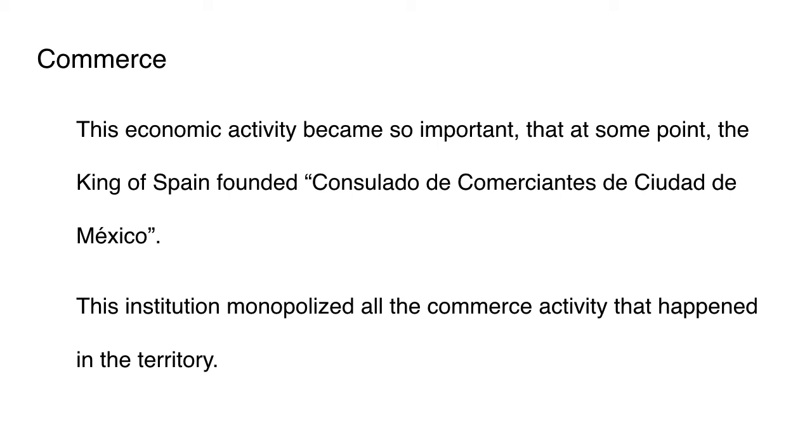Commerce was a very important activity, and it became so important that at some point the King of Spain had to found something called the Consulado de Comerciantes de Ciudad de Mexico. And this was an institution that supervised everything regarding importing and exporting products. What does it mean? When you export something, you produce it here in your country and you send it to another country. And when you import something, you buy something from another country and bring it back to you.